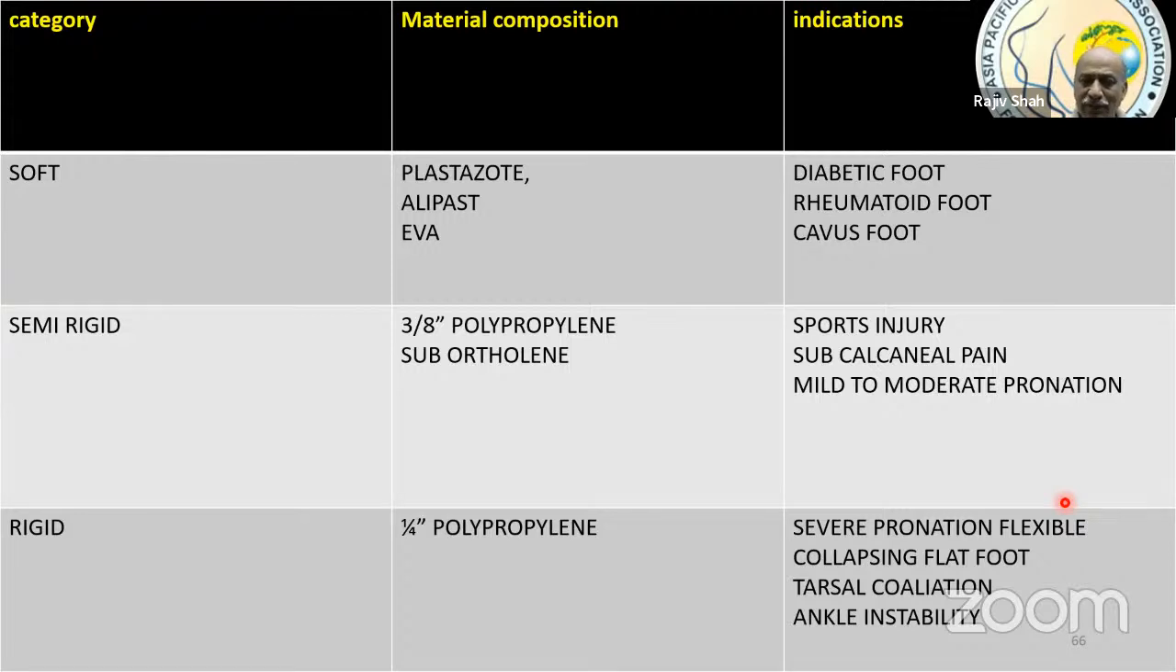Semi-rigid devices use 3/8 inch polypropylene or Subortholen, for sports injuries, sometimes for heel pain, and mild to moderate pronation because of a flat foot. Rigid devices are 1/4 inch polypropylene. Be very, very watchful when you are using it. You could use it for ankle instability, tarsal coalitions, and flat foot.